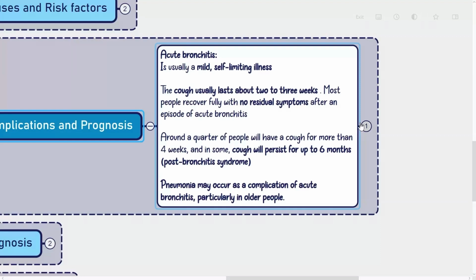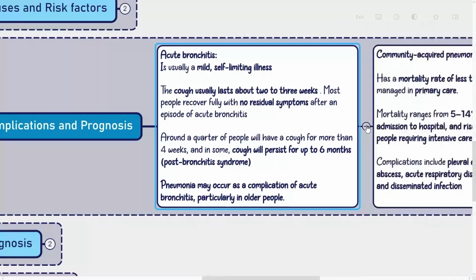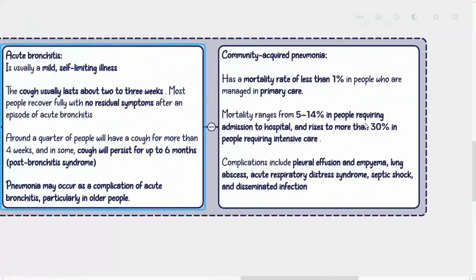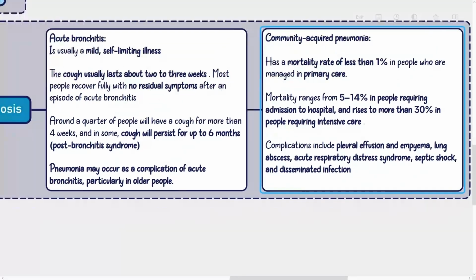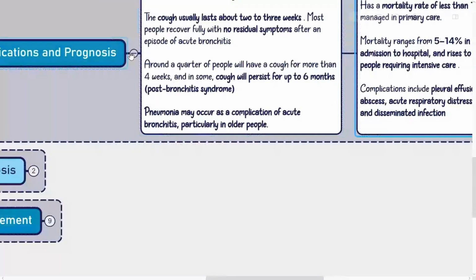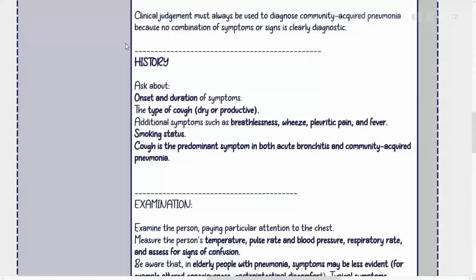Complications of pneumonia. Community-acquired pneumonia has a mortality rate of less than 1% of people who are managed in primary care. Mortality ranges from 5 to 14% in people requiring admission to hospital, and rises to more than 30% in people requiring intensive care. Complications include pleural effusion and empyema, lung abscess, acute respiratory distress syndrome, septic shock, and disseminated infection.